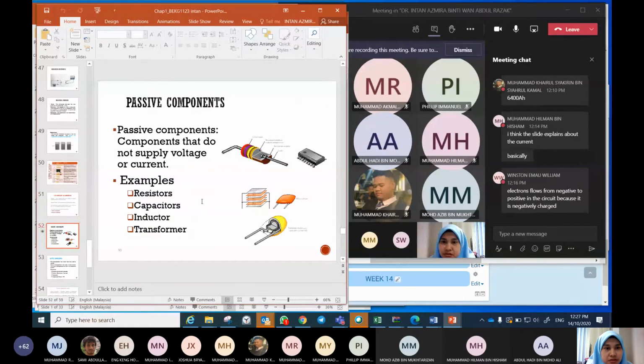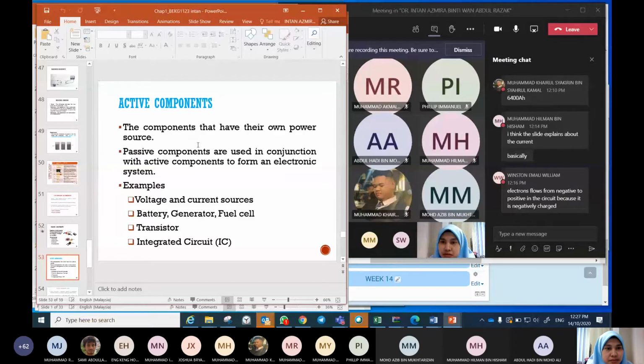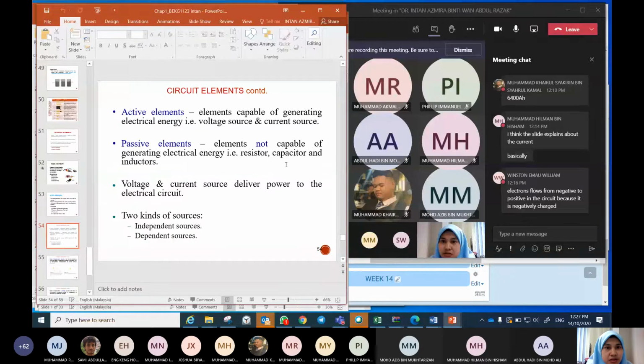Active element is like voltage source, current source. Passive element is like resistor, capacitor, inductor. Active element supplies the source. Passive element cannot supply the source, meaning that it absorbs the power.